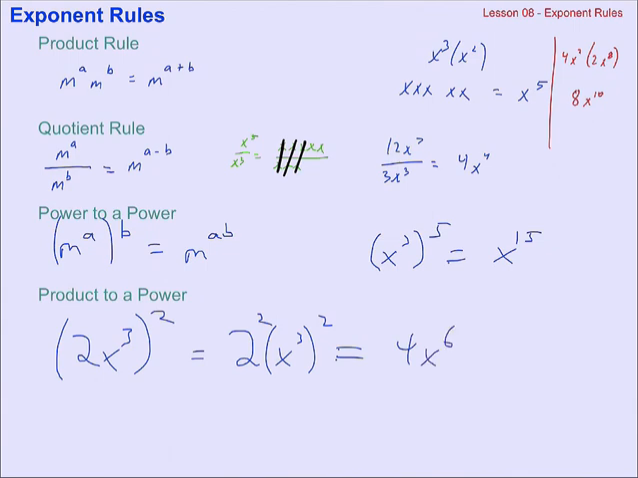It's very important. I don't want you to call it the distributive property, but it's very similar to the distributive property, where we apply that 2 to both, that exponent of 2 to both. That's 2 and to the x cubed.